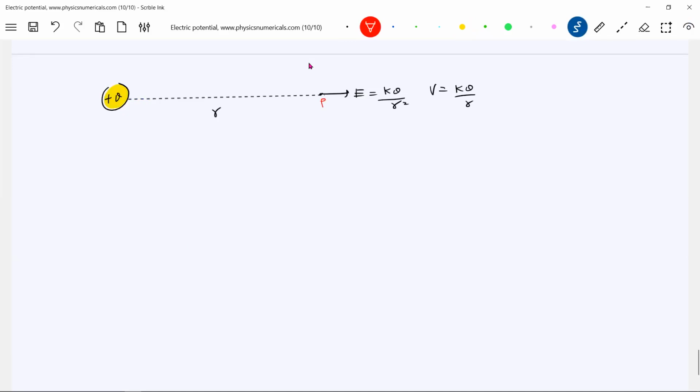Then let me differentiate this. dV equal to KQ by R square into dr, or dV by dr is equal to what we get? KQ by R square. What is KQ by R square? It is in fact E, no? Yes. So what is it telling? The electric field strength and the potential, they are related by this particular condition.